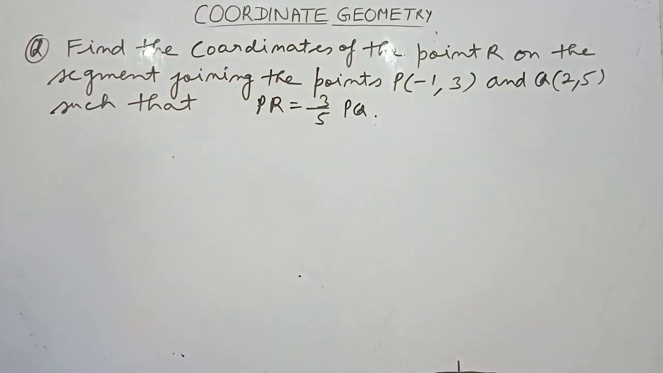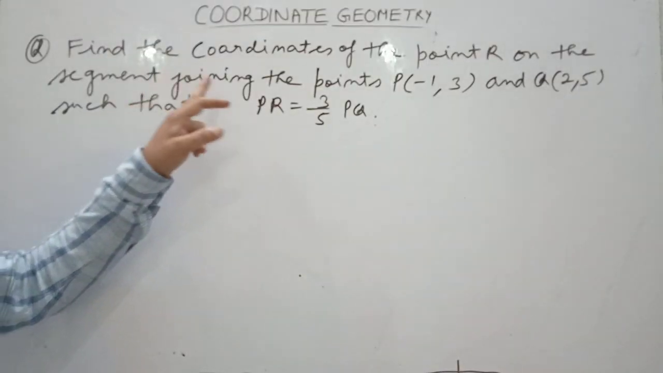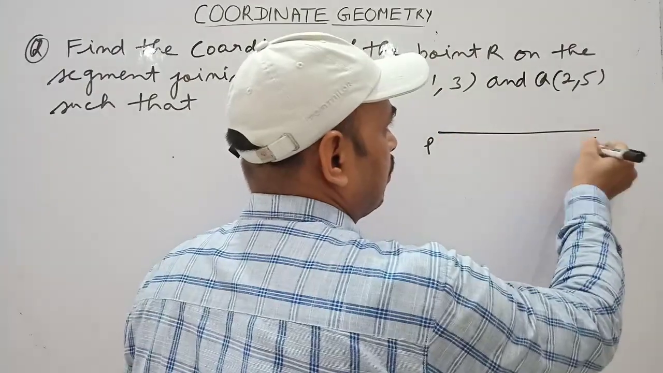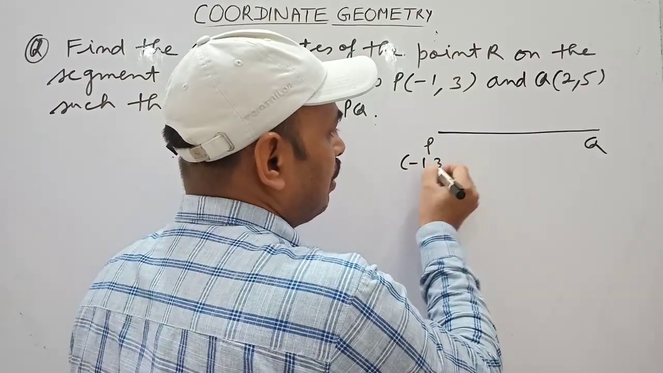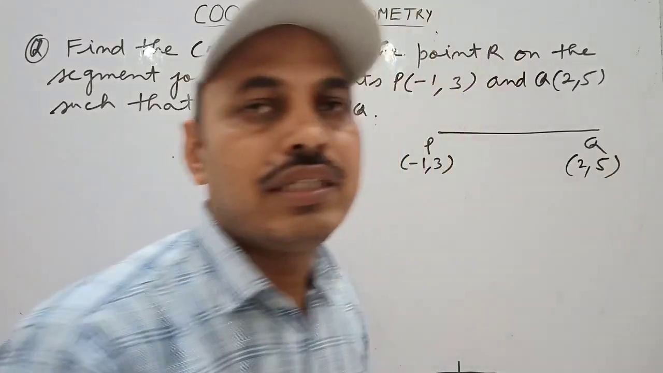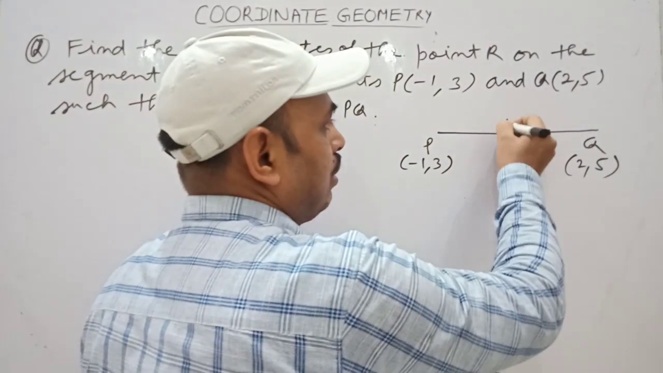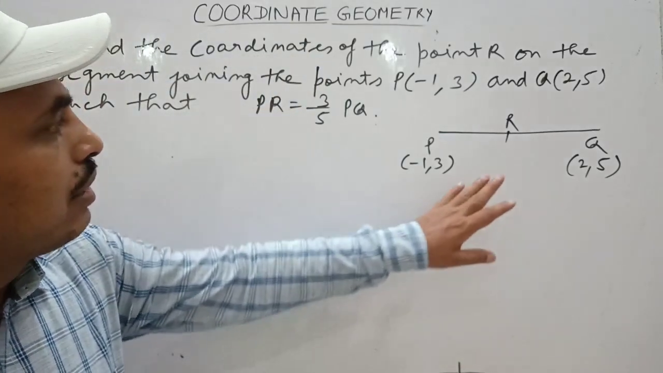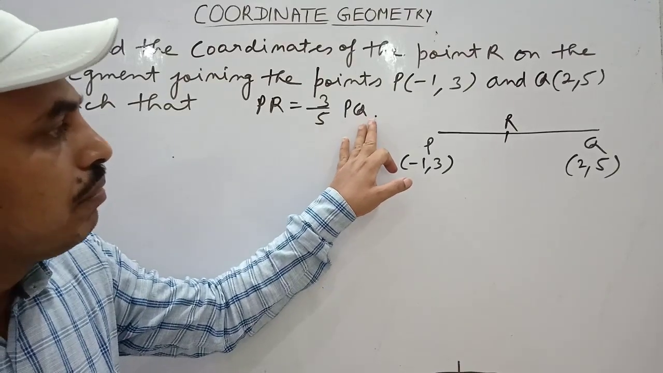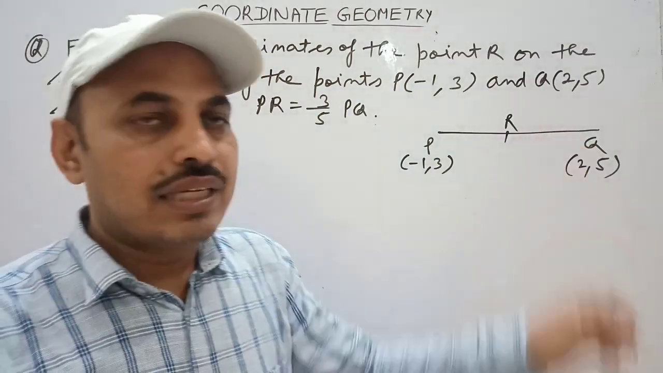What is given in this question? We have to find the coordinates of the point R on the segment joining the points P and Q. So we have a line segment PQ. Coordinates of P are minus 1, 3. Coordinates of Q are 2, 5. R is a point on this line such that PR equal to 3/5 of PQ. And we have to find the coordinates of the point R.